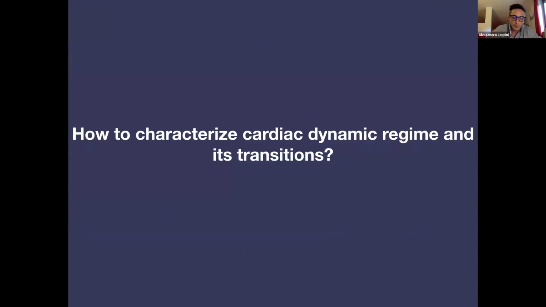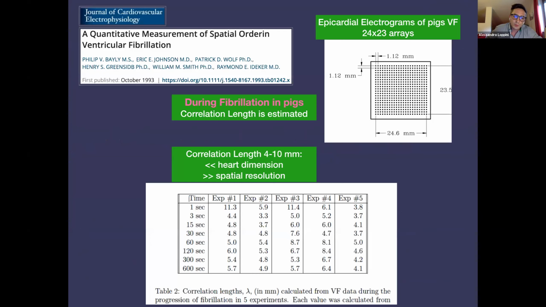So, now that we have addressed the complexity of the cardiac dynamics, how can we characterize cardiac dynamic regimes and their transitions? So the transition between normal rhythm and fibrillation, alternans and then fibrillation. So we referred to the literature to find out what are the most promising indicators to identify these dynamic regimes and the transitions between cardiac regimes.